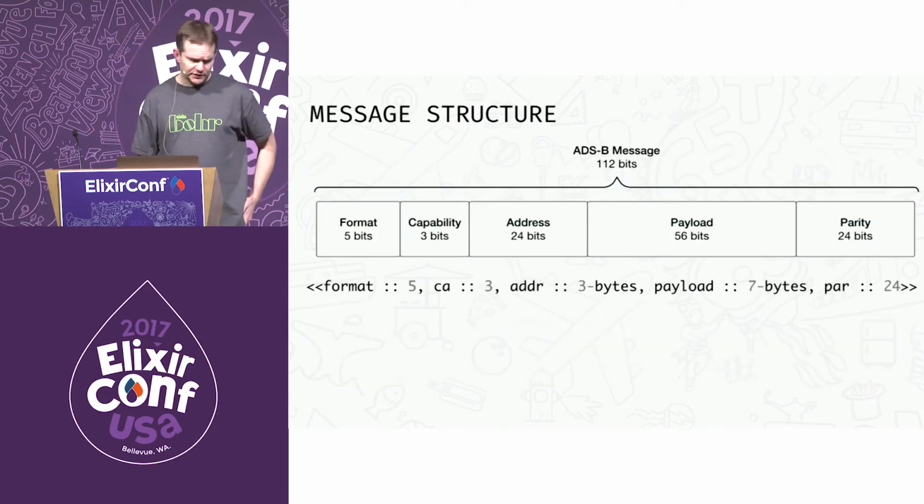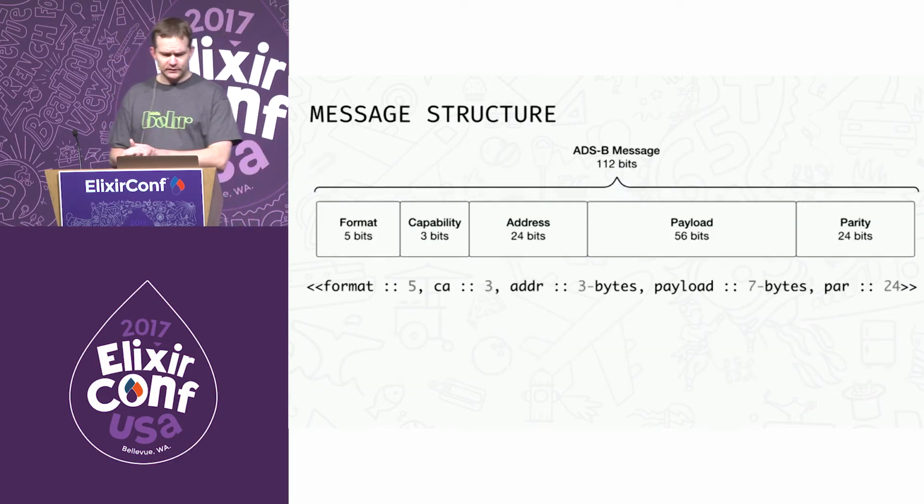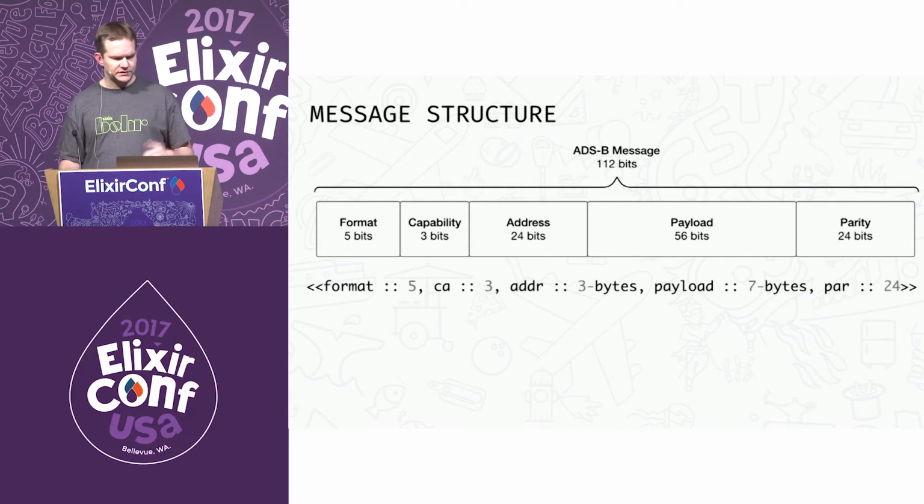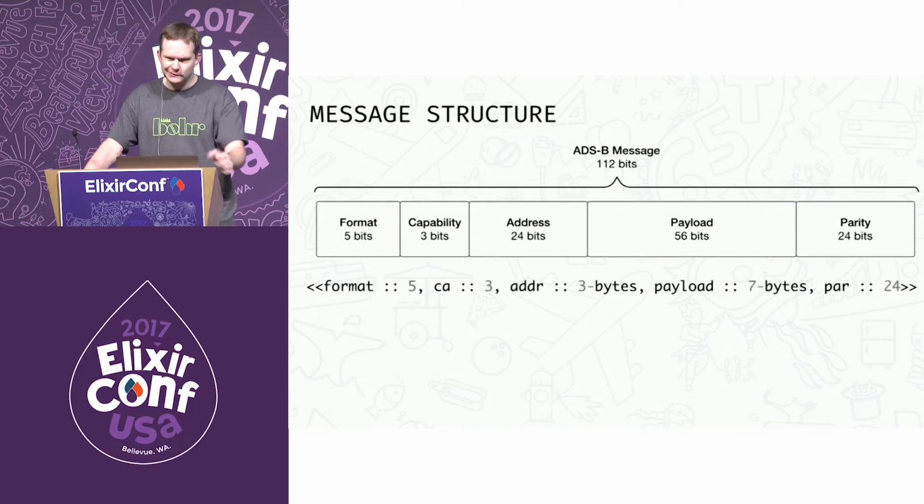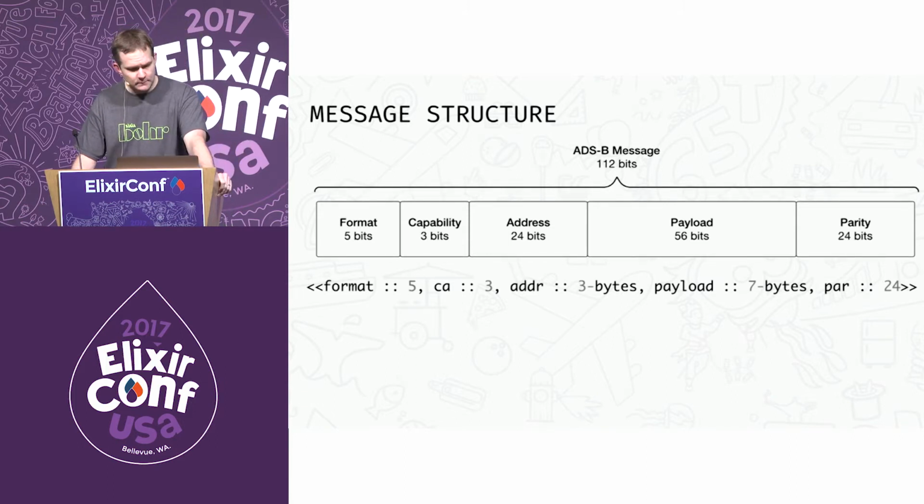So this is what the message structure looks like. This is a legacy structure which is backwards compatible with something called Mode S. Mode S is used in the secondary surveillance radar system that's intended to be succeeded by ADSB. The format is the first field. It's 5 bits. For ADSB, this is going to always be a value of 17. Capability comes next. That's 3 bits. That basically tells you what type of transponder is in the aircraft, what type of features it supports. It's kind of like a version, I guess you could say.